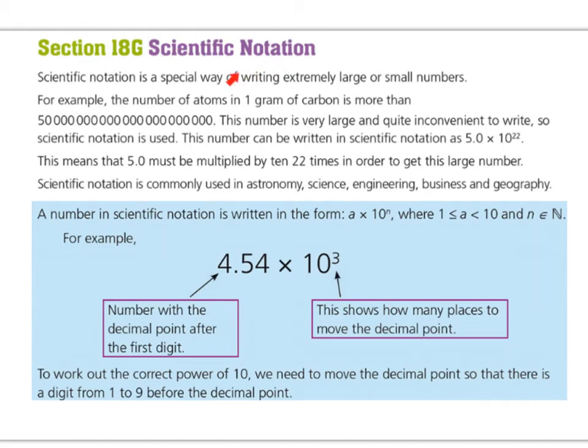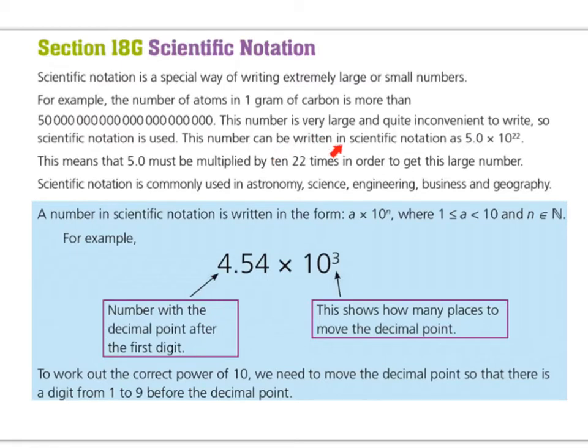Scientific notation. Scientific notation is a special way of writing extremely large or extremely small numbers. For example, the number of atoms in 1 gram of carbon is more than 5,000,000,000,000,000,000,000,000,000,000. This number is very large and quite inconvenient to write, so scientific notation is used.